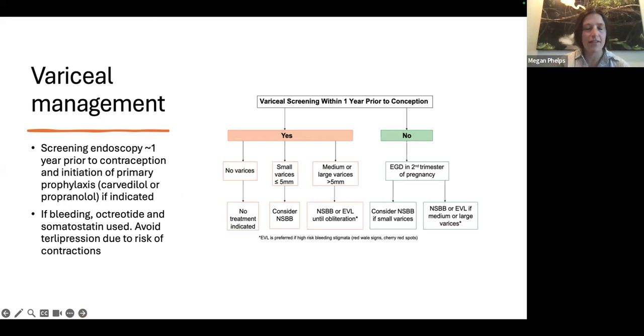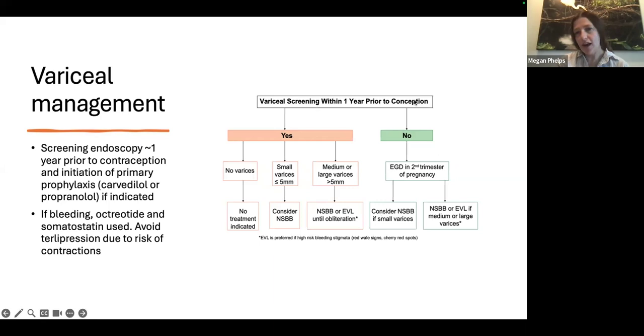Again, variceal management has a high morbidity and mortality in pregnant patients with cirrhosis. Before they become pregnant, the recommendation is to get a screening endoscopy within 1 year prior to conception. And if you look at this figure, it tells you what to do. If you get it within the 1 year prior to conception and they don't have varices, you're good to go. If they have small varices less than 5 millimeters, you could initiate primary prophylaxis, and we prefer carvedilol or propranolol. And if they have large varices, then you could do the non-selective beta blocker or the ligation.